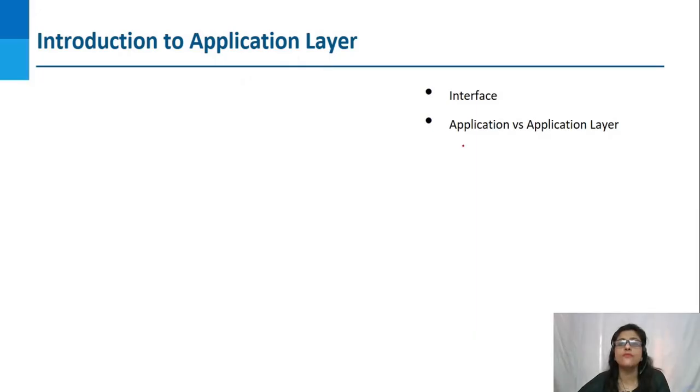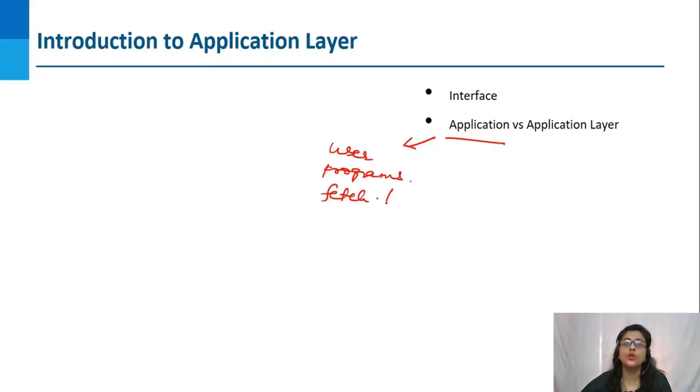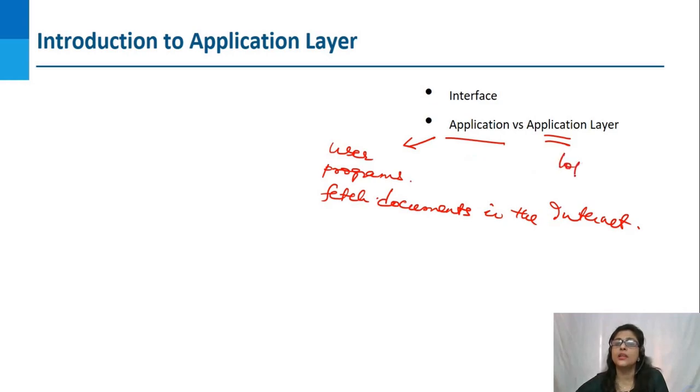Next comes application versus application layer. Now, the application is basically the user programs which are designed by the user, and then it is used to fetch documents in the internet. And application layer is the layer of the OSI model or the TCP/IP model which is at the top. So there is a basic difference between the application and the application layer. We can say that application is a part of application layer.